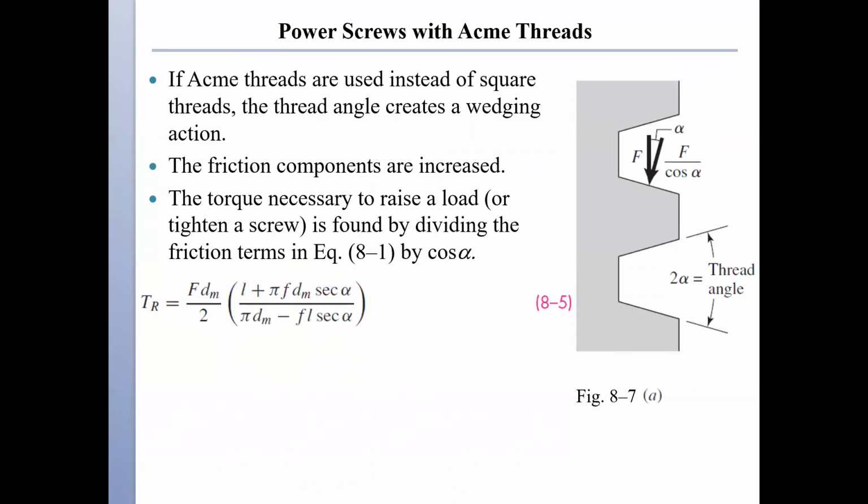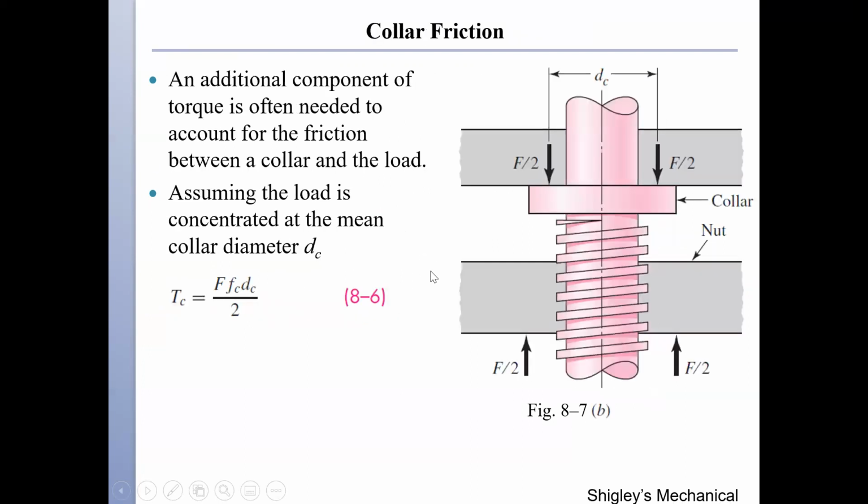Next, we looked at using Acme threads instead of square threads in power screws. And this basically would add a friction component. So the equation 8.1 would become equation 8.5 here, where we introduce this secant alpha component.